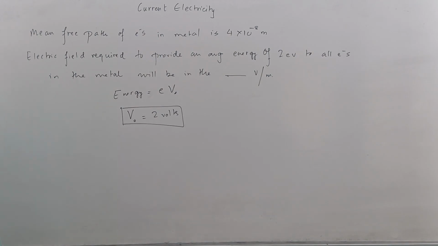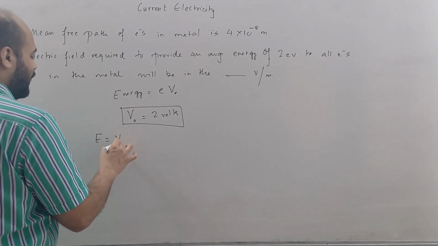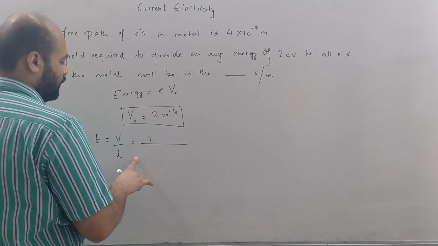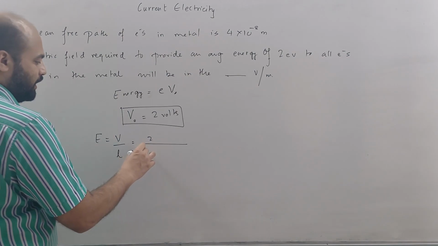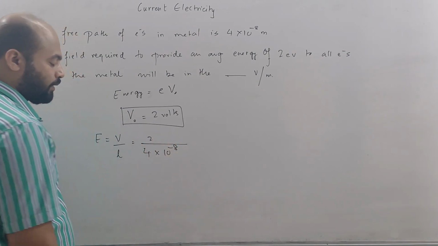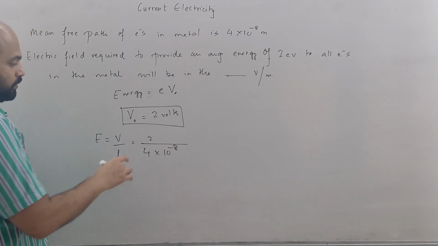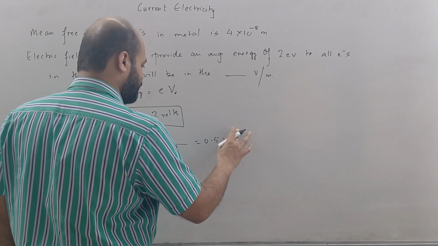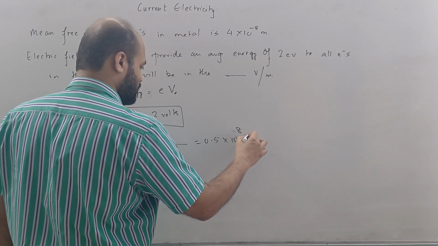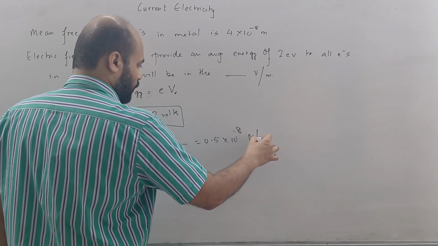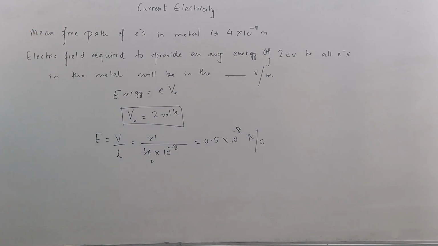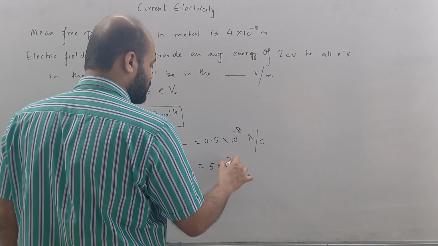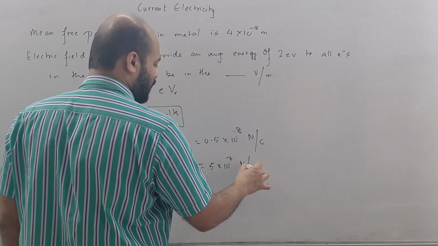Now we know that E is V by L. So the potential that you have supplied is 2, and the length that is covered by the electrons is 4 into 10 raised to minus 8. That is also given. So 2 ones are 2, twos are, we'll get 0.5 into 10 raised to 8 on top. This is Newton per coulomb, because we are giving electric field. So the unit of electric field is Newton per coulomb, and this is going to be 5 into 10 raised to 7 Newton per coulomb. That is the answer of this question.